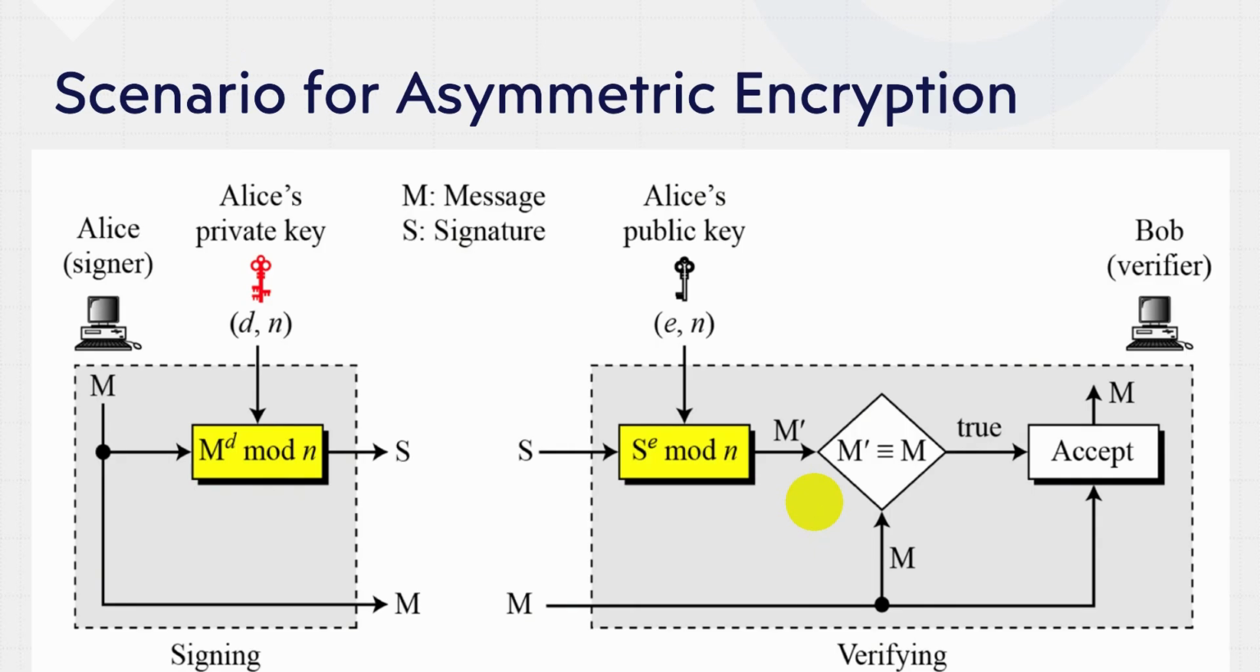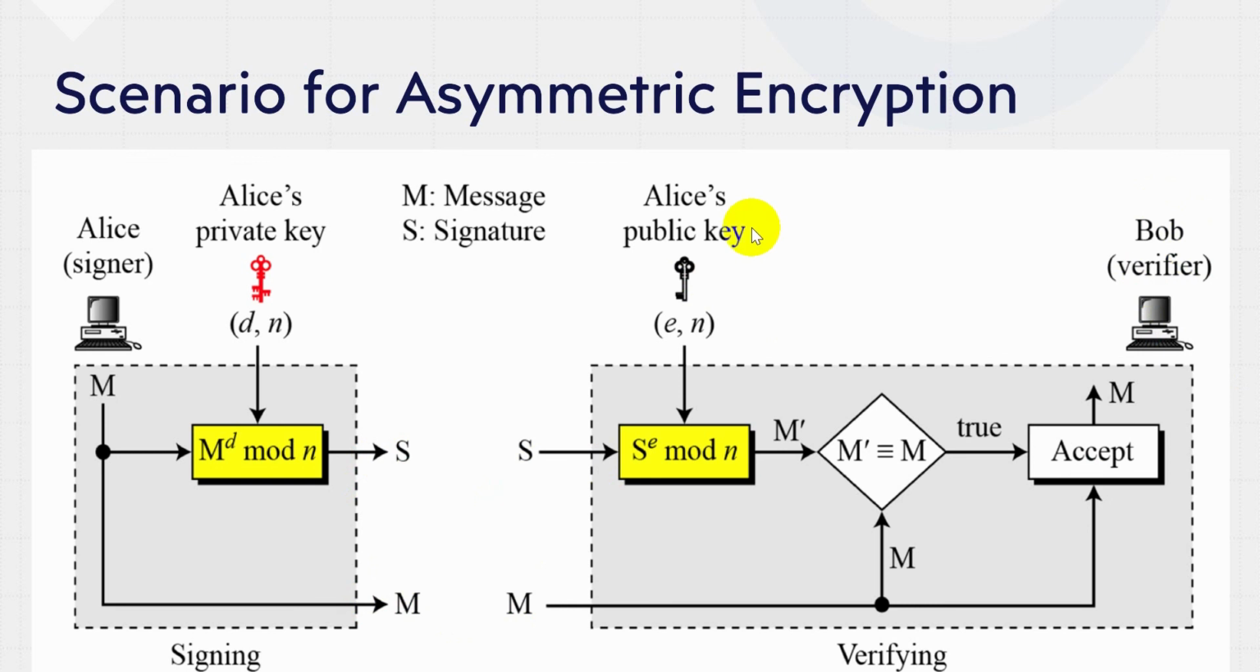Scenario for asymmetric encryption. The asymmetric encryption part is the part that was used in the certificate. So Alice, the signer, which is the CA in our example, has a private key. And then they use their private key to generate the signature, which is the encrypted hash. And then they also have the original message that they use to generate the hash.